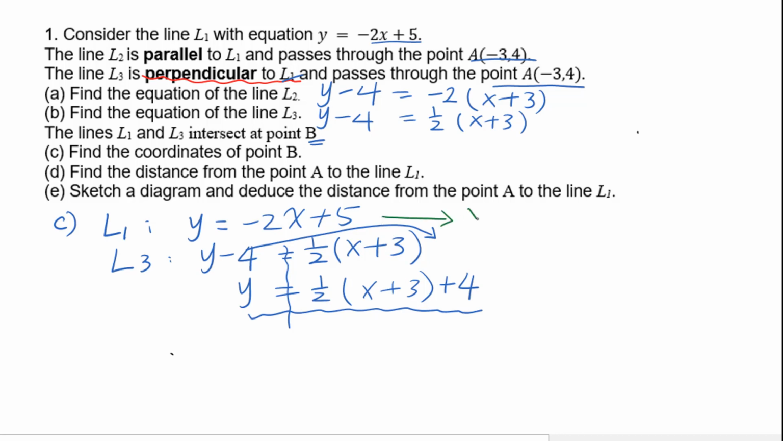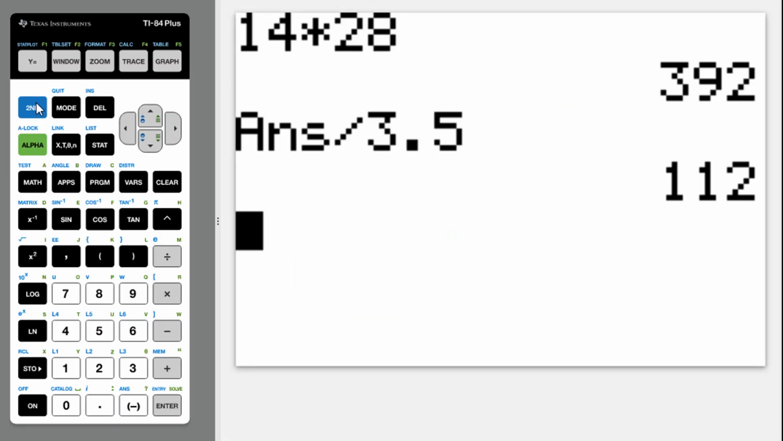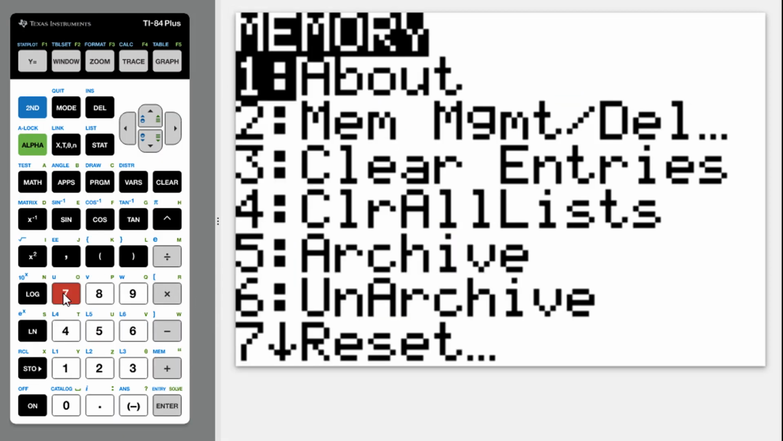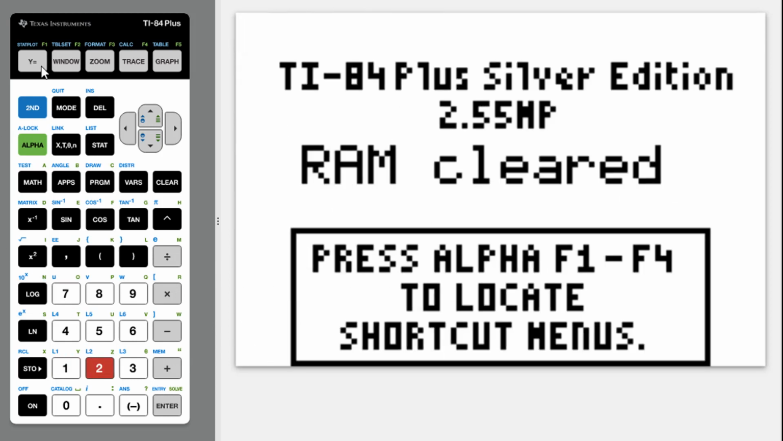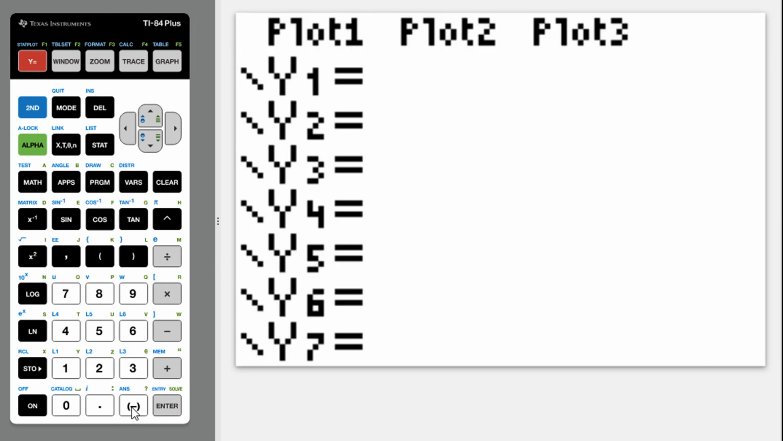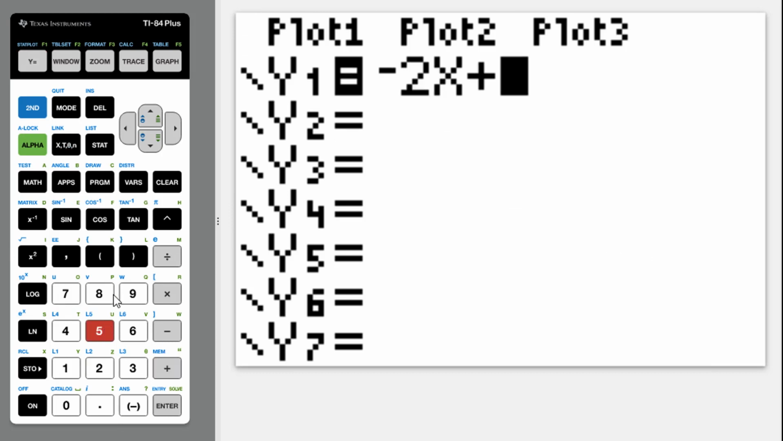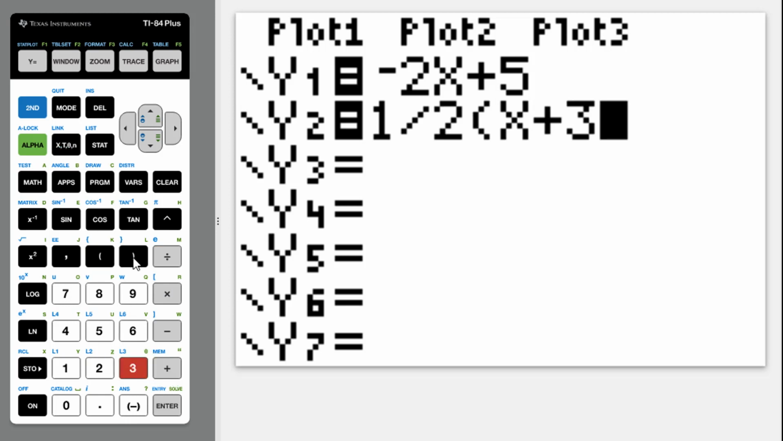This one, we will go to y1. This one, go to y2. Then get the intersection. Let's clear the memory. Second plus 712. Then we go to y equals. y1 equals negative 2x plus 5. For y2, 1 divided by 2, parentheses, x plus 3, plus 4, then graph.